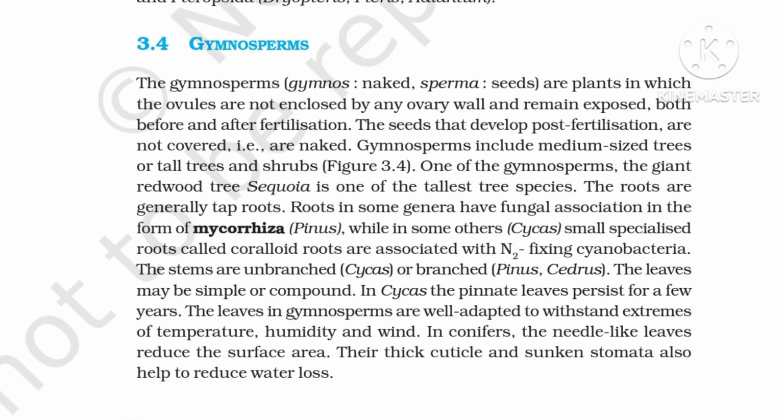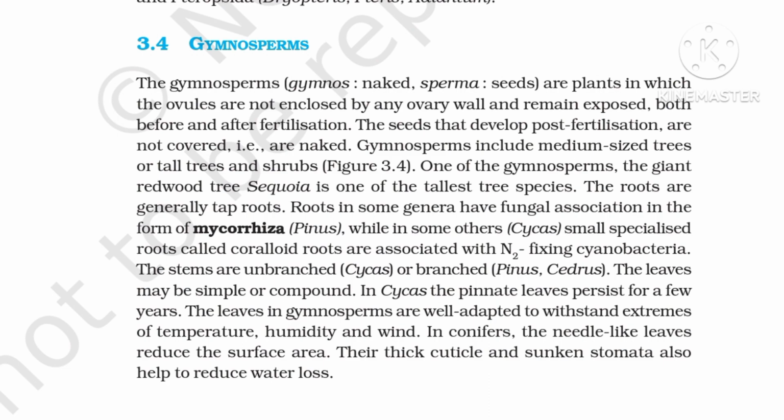Gymnosperms. The gymnosperms (gymnos: naked, sperma: seeds) are plants in which the ovules are not enclosed by any ovary wall and remain exposed, both before and after fertilization. The seeds that develop post-fertilization are not covered, that is, they are naked. Gymnosperms include medium-sized trees or tall trees and shrubs. One of the gymnosperms, the giant redwood tree Sequoia, is one of the tallest tree species. The roots are generally taproots.